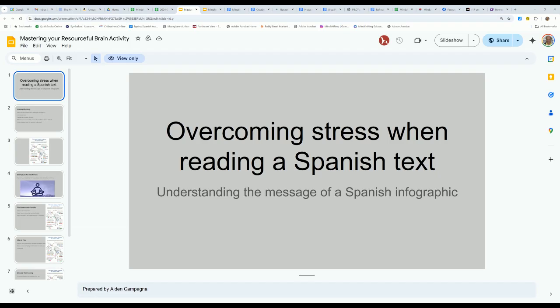Okay, so my lesson here says overcoming stress when reading a Spanish text. The first thing that I thought of when we did the surveys at the start and the end of the class is that the biggest challenge maybe my students have is going from, I teach grade 8 Spanish. So for my district, it's the second year the kids are doing Spanish. And one of their biggest challenges is going from just learning some basic vocab and simple sentences to actually trying to read some kind of a text.